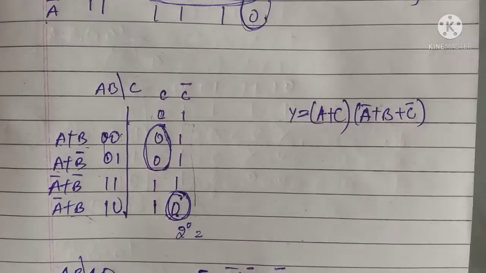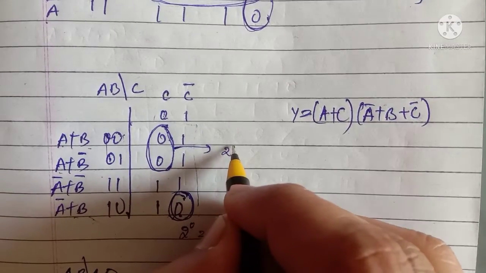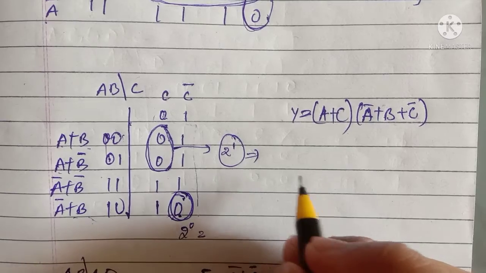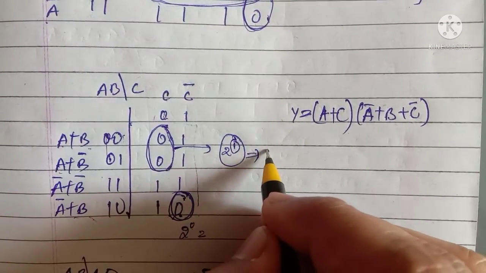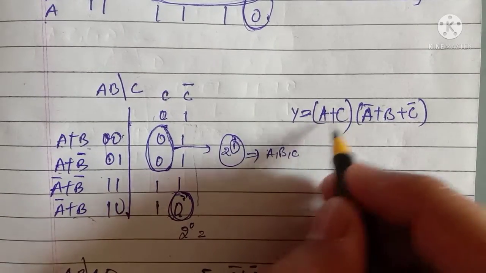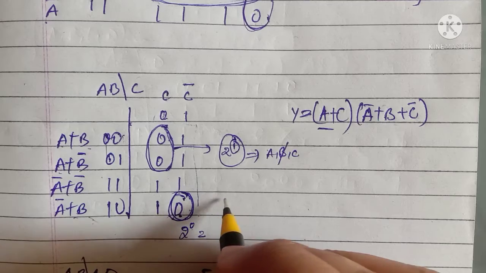Understood? So what happened, here I form a group of 2. Two zeros are there, means 2 raised to 1. Means how many variables can I neglect? One variable. So out of 3 variables A, B, C, I am neglecting one variable. Suppose here in this case I neglect B. This is forming a group of 0.